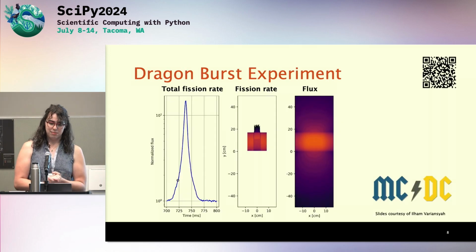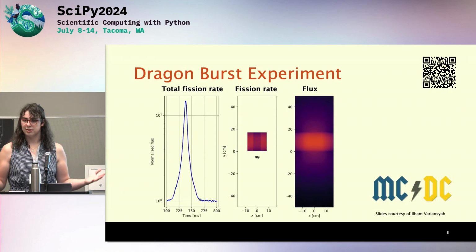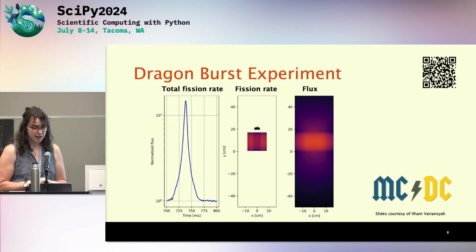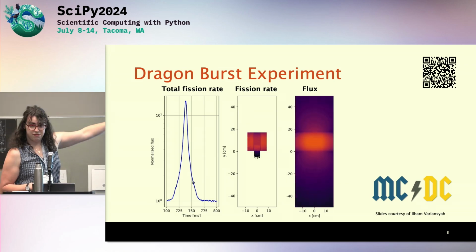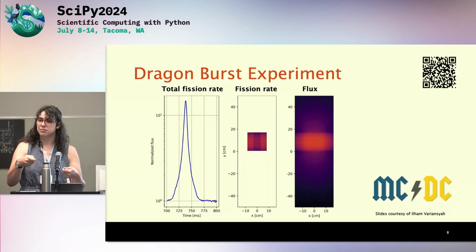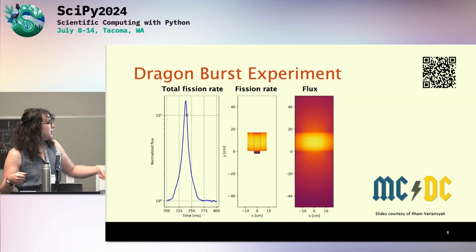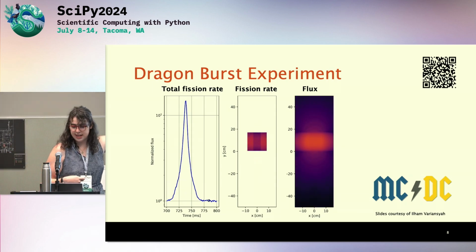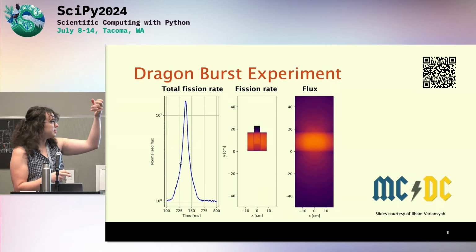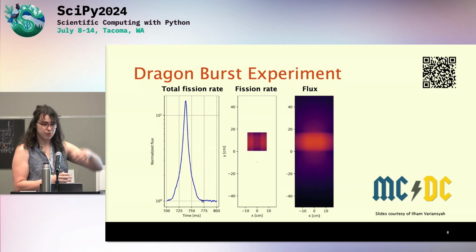We did that in a code called MCDC, Monte Carlo Dynamic Code, which is fully written in Python. And you can see that we can calculate this fission rate, which is kind of like a Geiger counter, right? We're counting how many fission events are happening. You can see it on an XY plot right here. As the fission rate goes through, you can see that slug actually moving through the core.